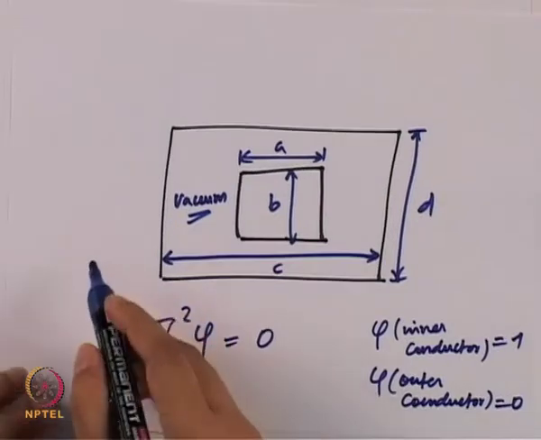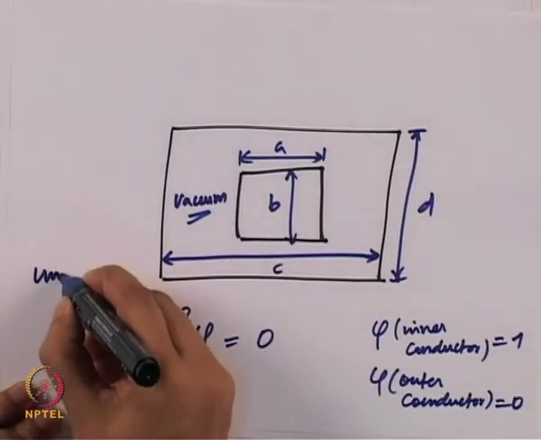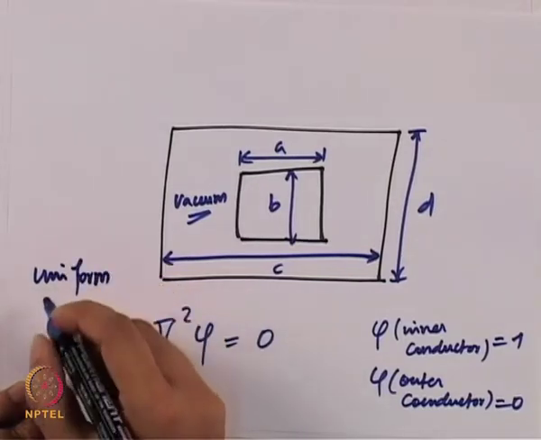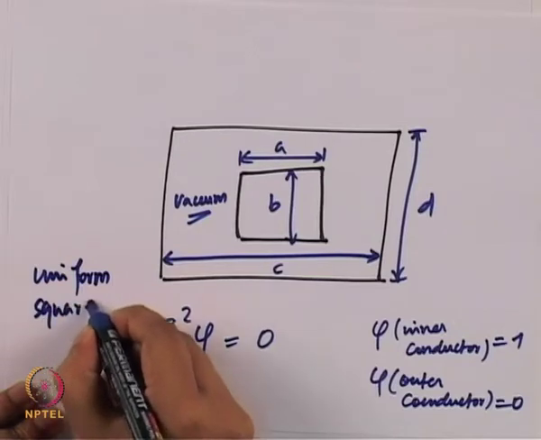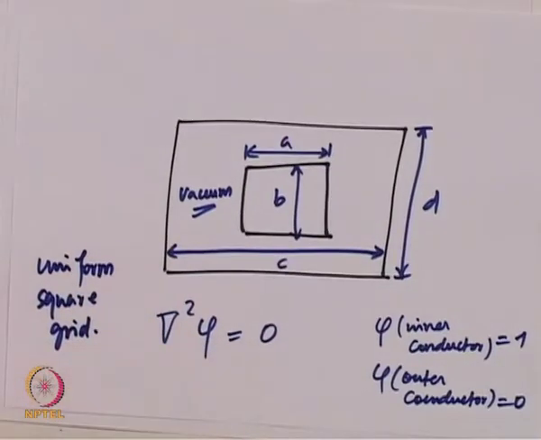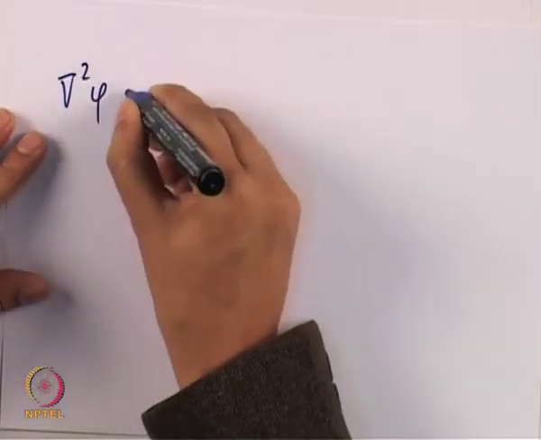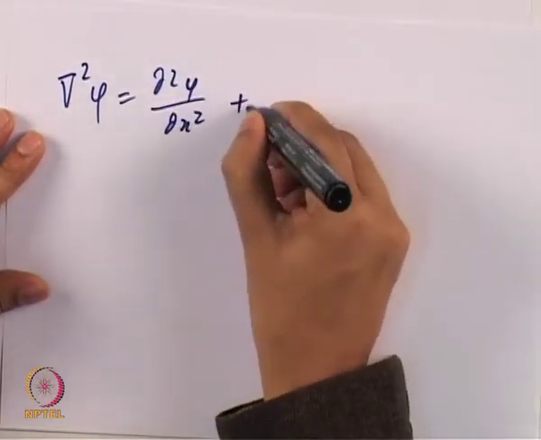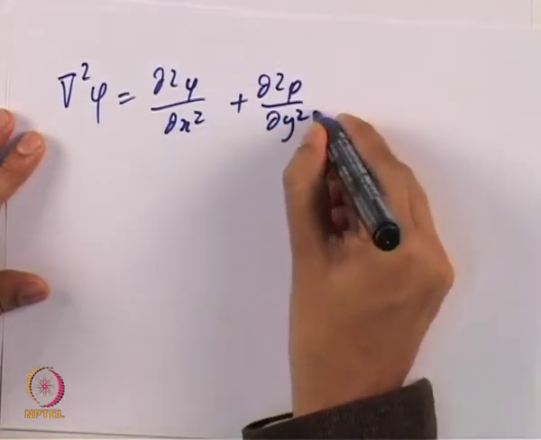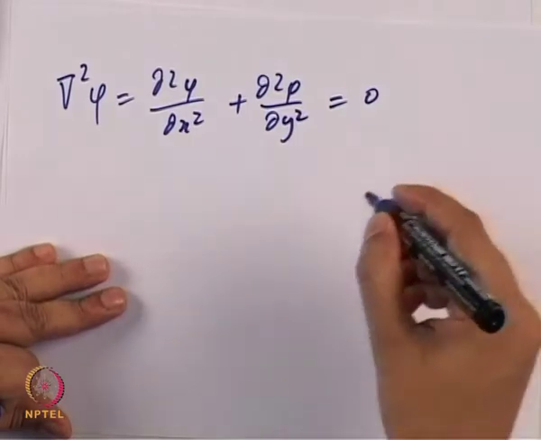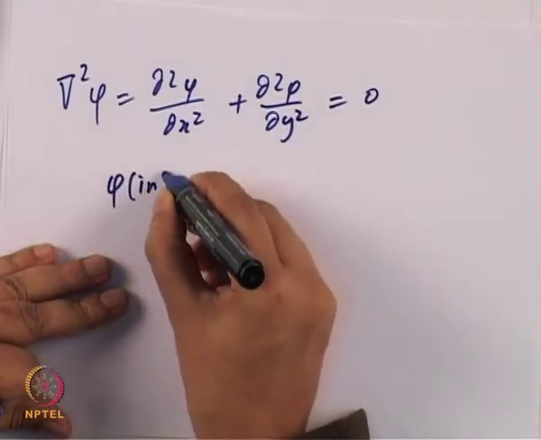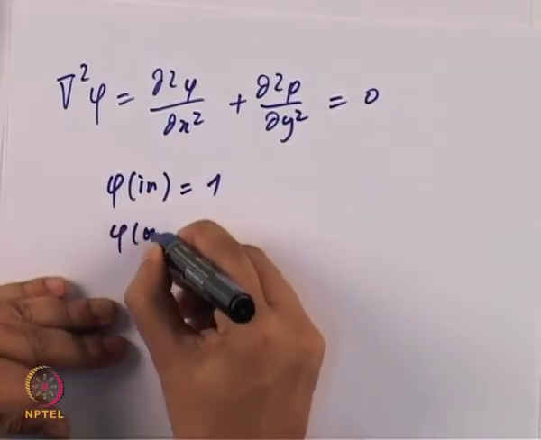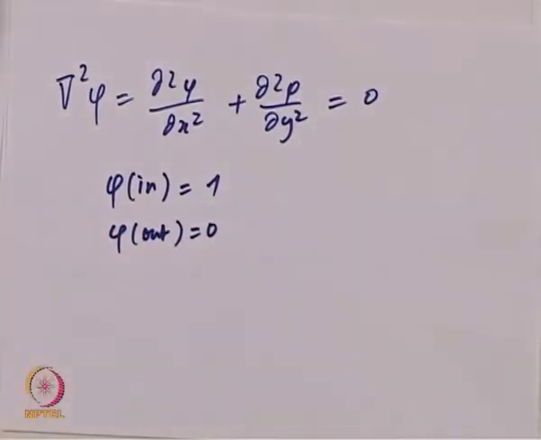We are going to discretize this particular problem using uniform square grids. So let's go to the 2D form of this Laplace equation. The 2D form of the Laplace equation is dou square phi by dou x square plus dou square phi by dou y square is equal to 0, with the potential phi inner conductor equal to 1, phi outer conductor equal to 0. So this is the boundary condition.